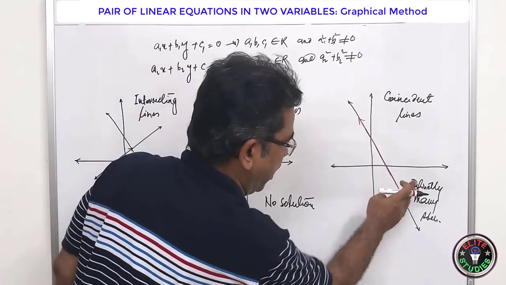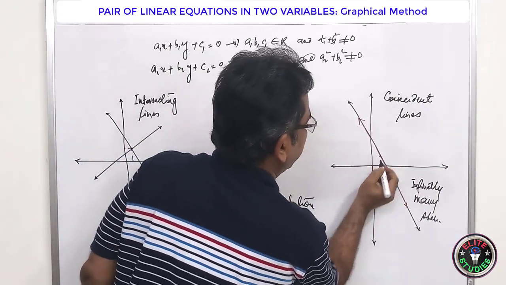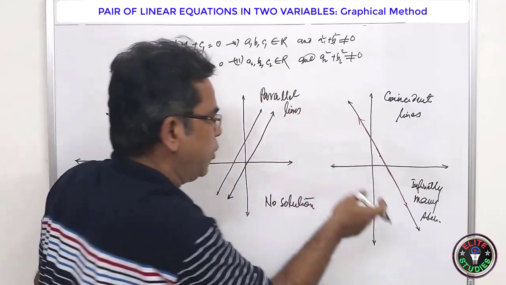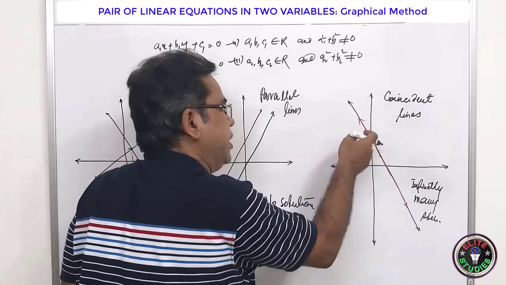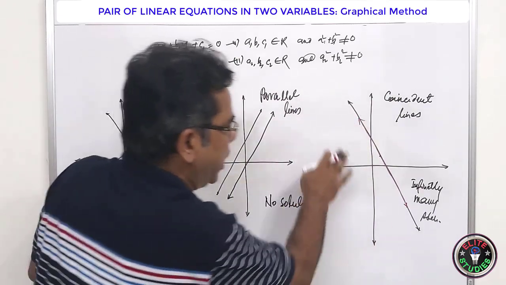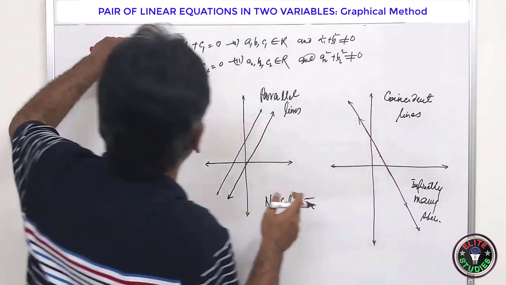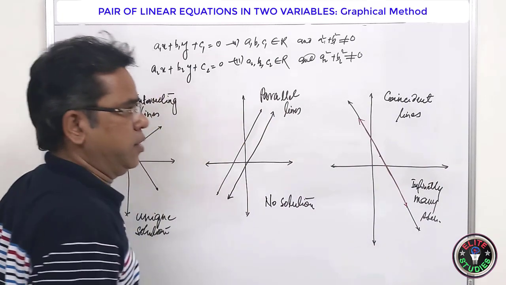In this case, there will be infinitely many solutions because if you consider a point here, it is lying on the red line as well as on the black line. Therefore, whatever points are on the black line, vice versa, are also lying on the red line. So there are many points here which will satisfy these two given equations. So there will be infinitely many solutions.